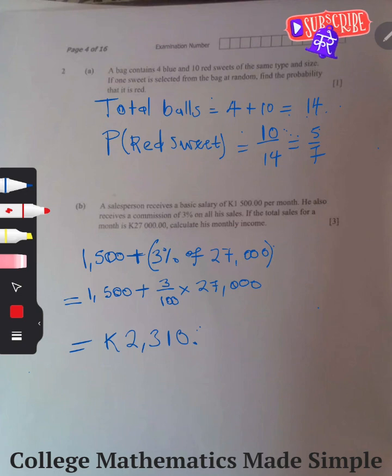Now the total of balls is 14, that is 4 plus 10, which is 14. And there are only 10 red balls, so all the red balls have a chance of being selected. So that is why we are saying 10 divided by 14. So we can reduce this to 5 over 7.